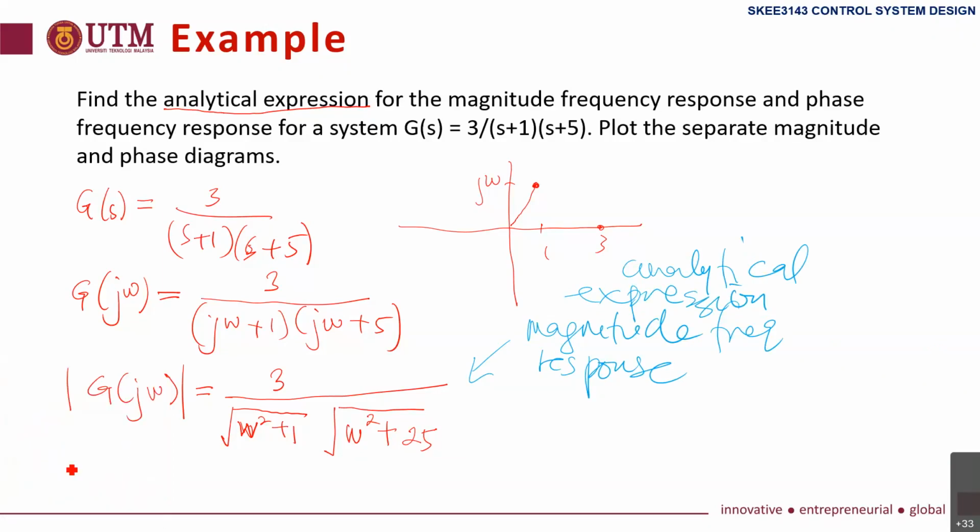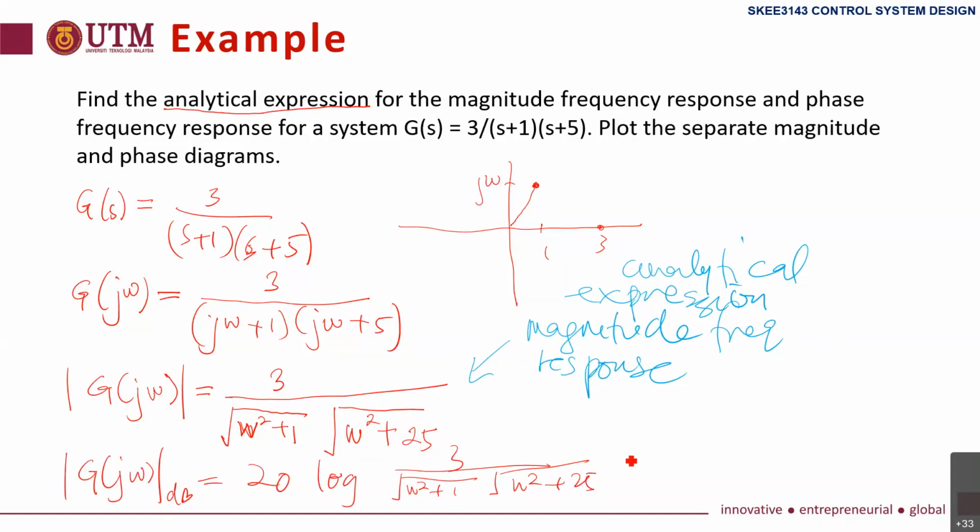You can multiply with the 20 log. dB is 20 log of 3 over this. That is the expression for the magnitude. Okay, now let's see the phase.